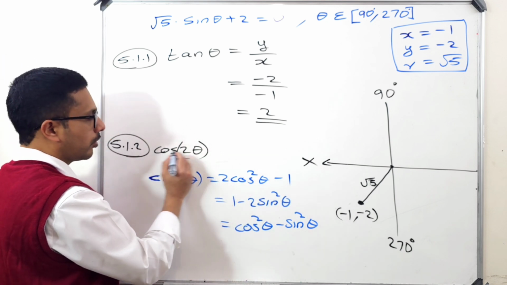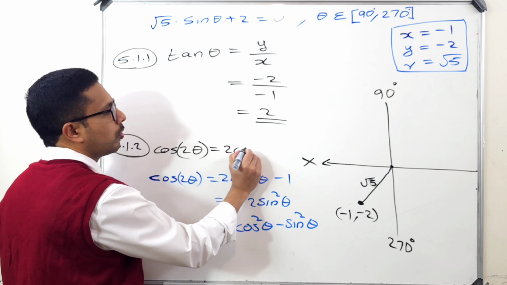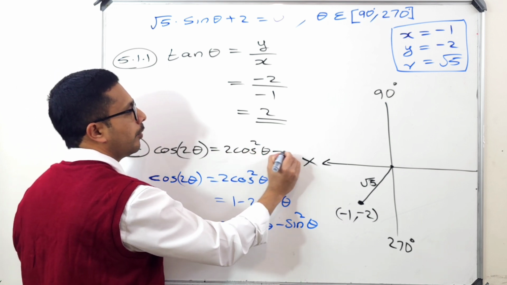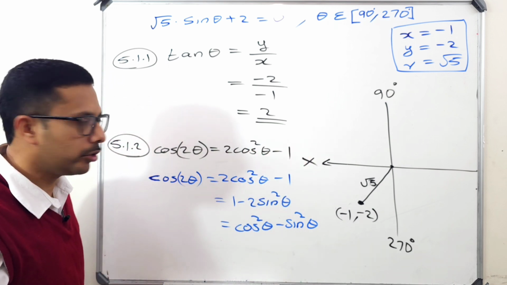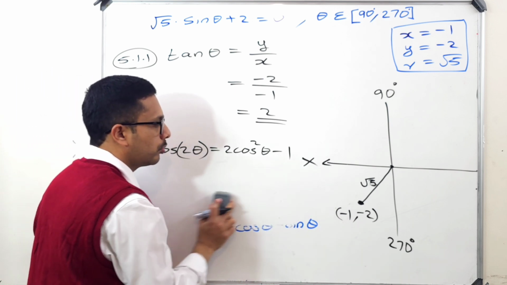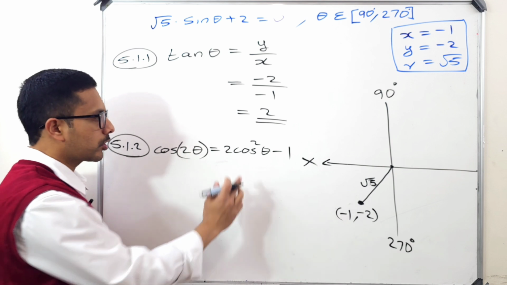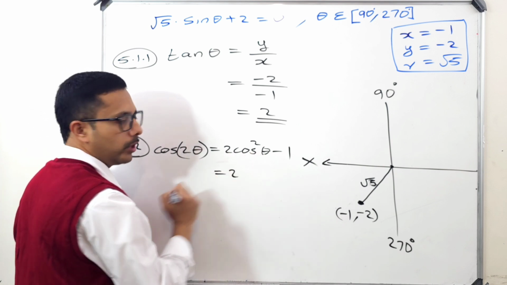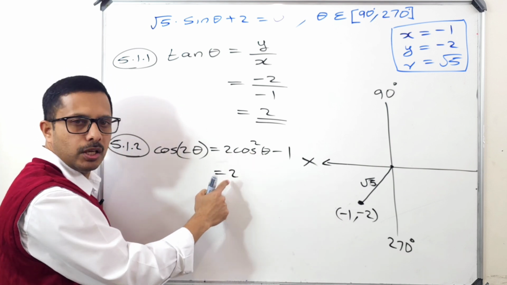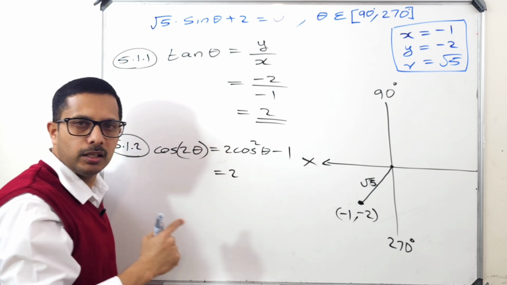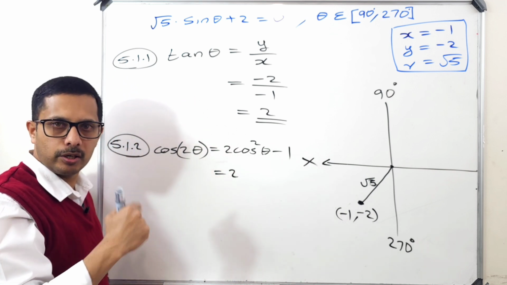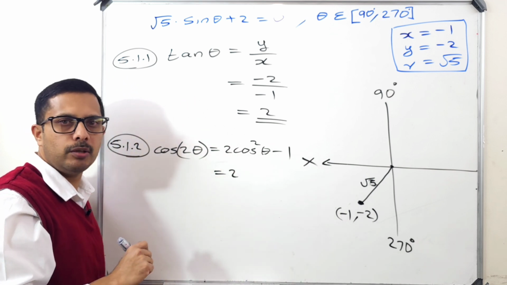Okay. So what is that one? Cos 2 theta is 2 cos square theta minus 1. So I am going to apply the first formula, 2 cos square theta minus 1. So tell me, what is the definition of cos theta? There is a 2 here. Okay. What is the definition of cos theta? Adjacent side divided by hypotenuse. You must not make any mistake on that one.